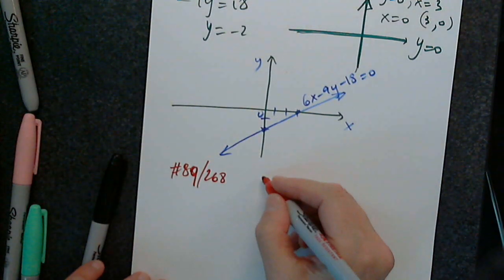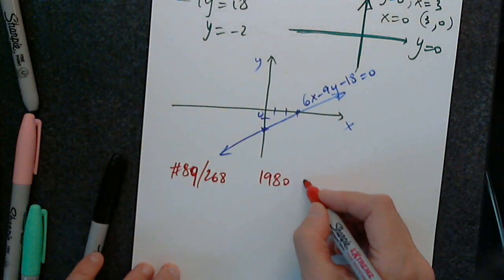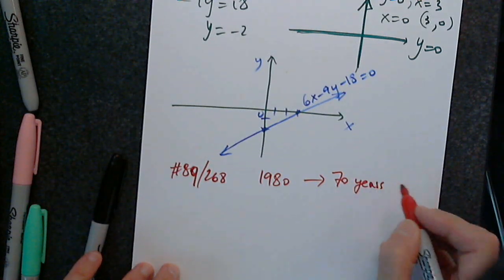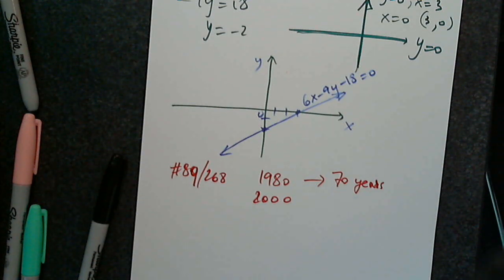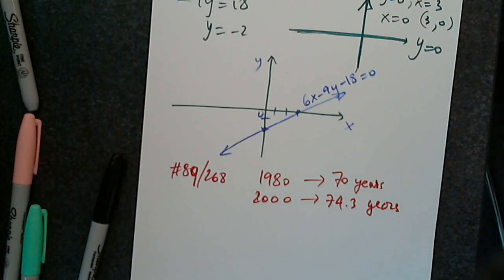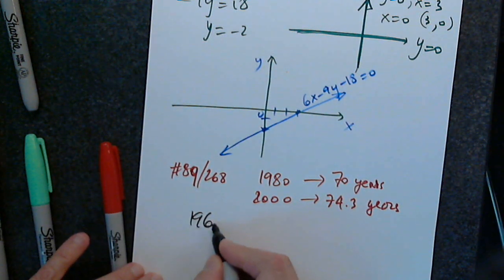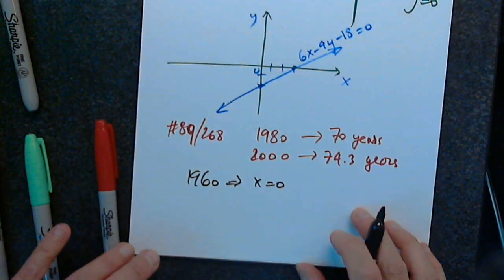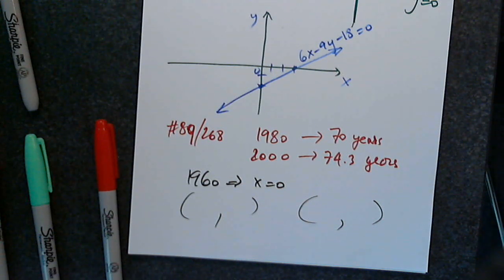Okay. So I'm just going to copy the information right now. 1980, 70 years. And in 2000, was it 2000? Yes, it was 2000, correct. 74.3. We're asked to find a linear function that models the information. And you also told me that 1960 represents x equals 0. So let's come up with 2 ordered pairs that model the data and determine the equation of the line.